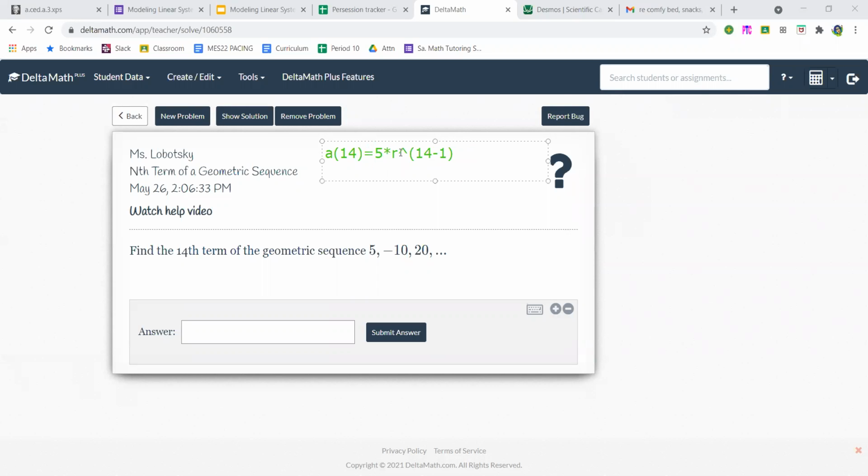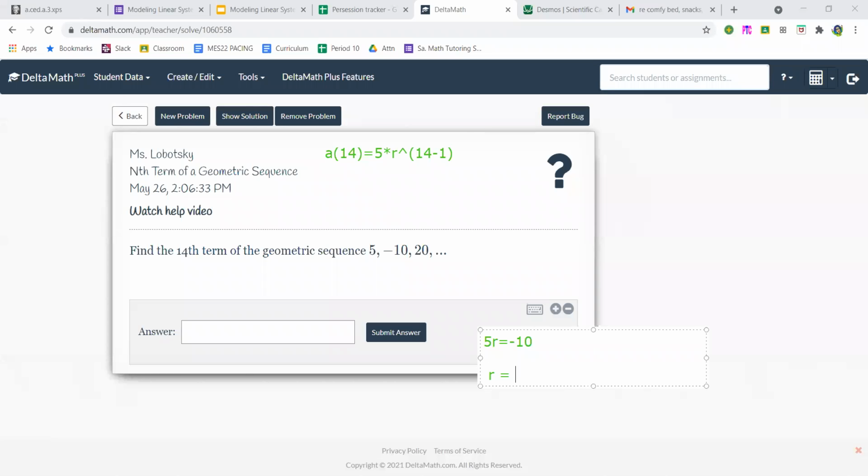I got to find my r. How do I do that, right? Maybe you're somebody that's great with numbers and you could just see it. But if you're not somebody that is great with numbers, here's your strategy. You take your first term, 5, multiply it times r, and set that equal to the next term in the sequence, which is -10. And then solve for r.